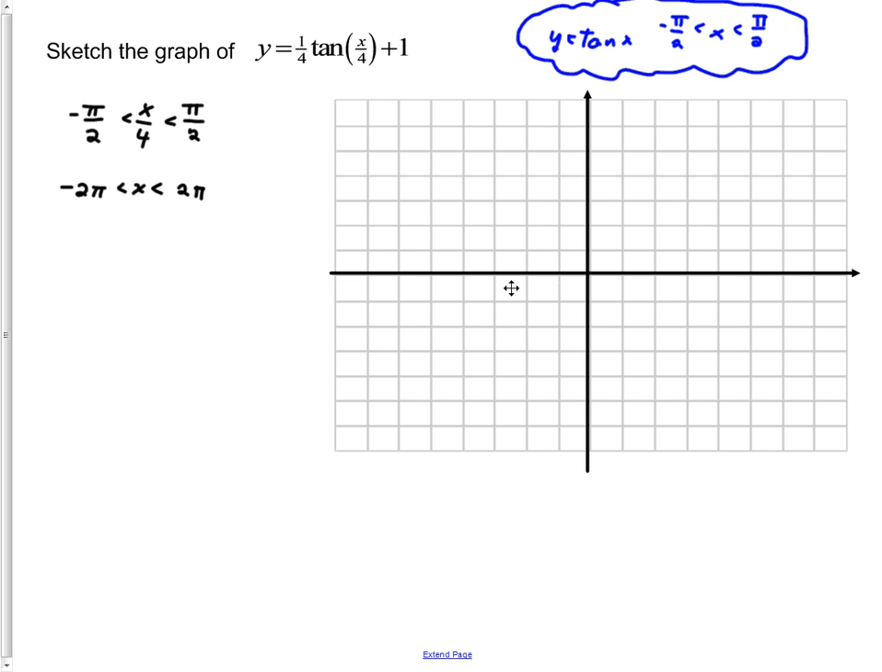So our graph, however we mark it out right here, I'll spread this out a little bit so that it looks more 2 pi-ish. Here's 2 pi, and here's negative 2 pi. These are the locations of vertical asymptotes. So we've got one at negative 2 pi and one at positive 2 pi.